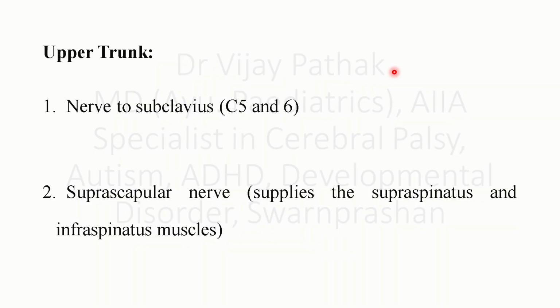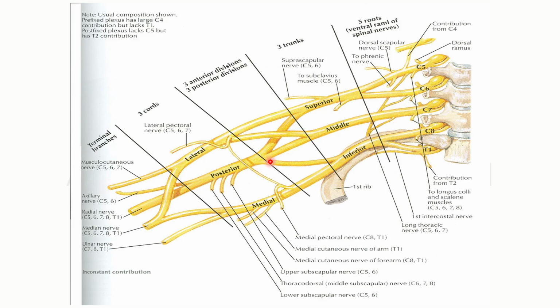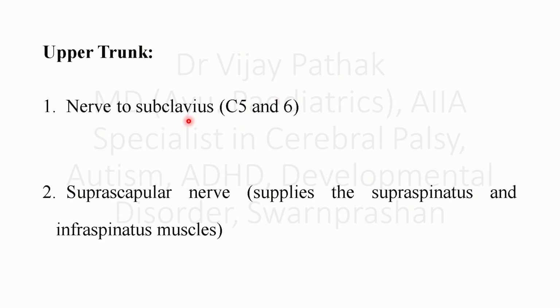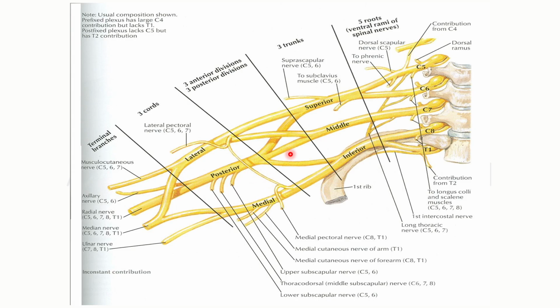Now the branches of the upper trunk. There are two branches of the upper trunk: nerve to subclavius and suprascapular nerve. In this diagram we can see this is the upper trunk or superior trunk. It is giving two branches, one is nerve to subclavius and the other is suprascapular nerve. This is giving two branches, nerve to subclavius and suprascapular nerve, right?